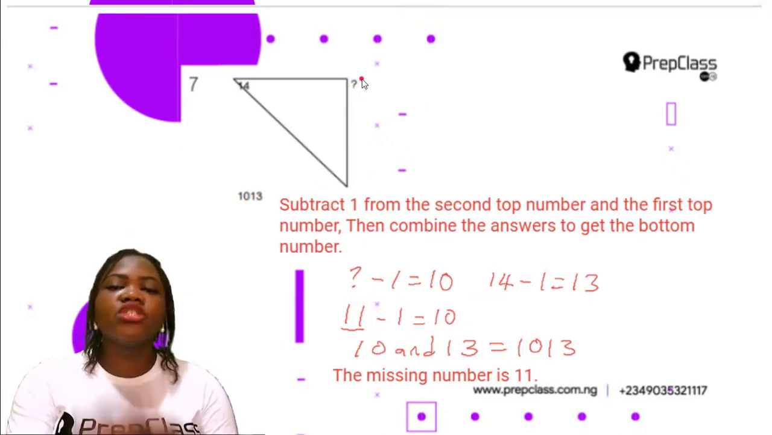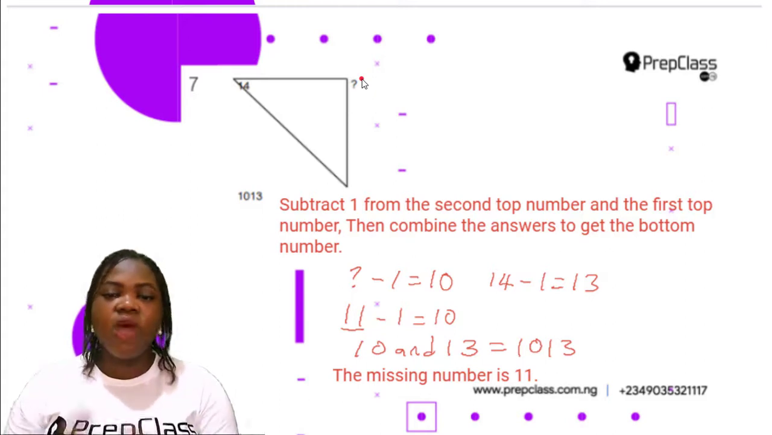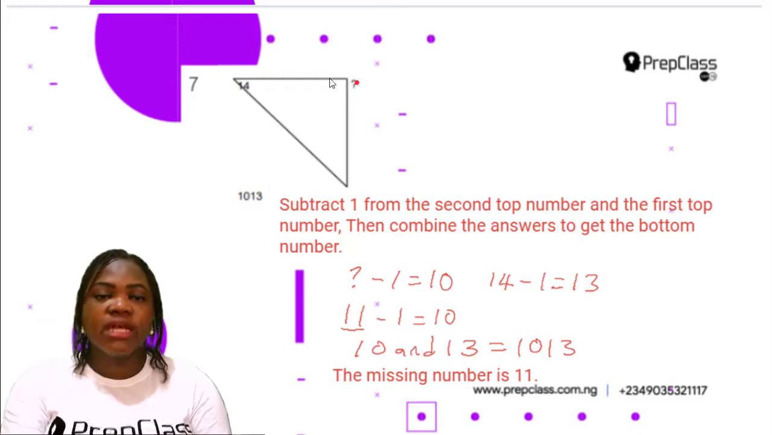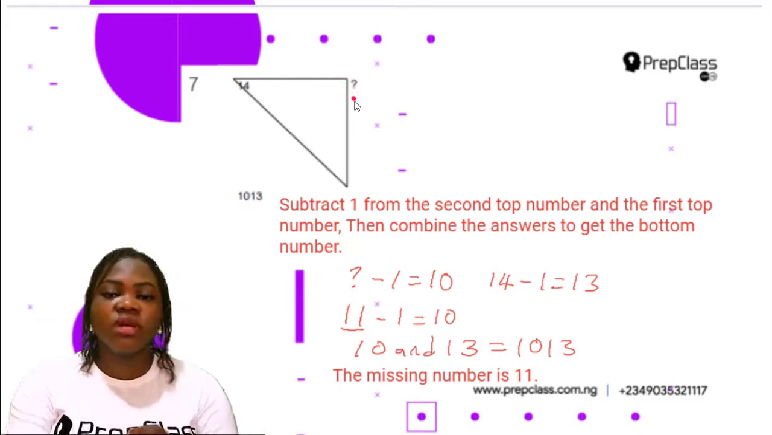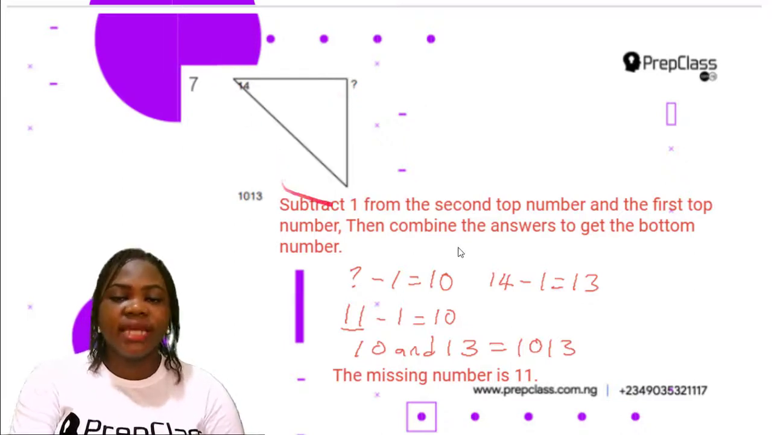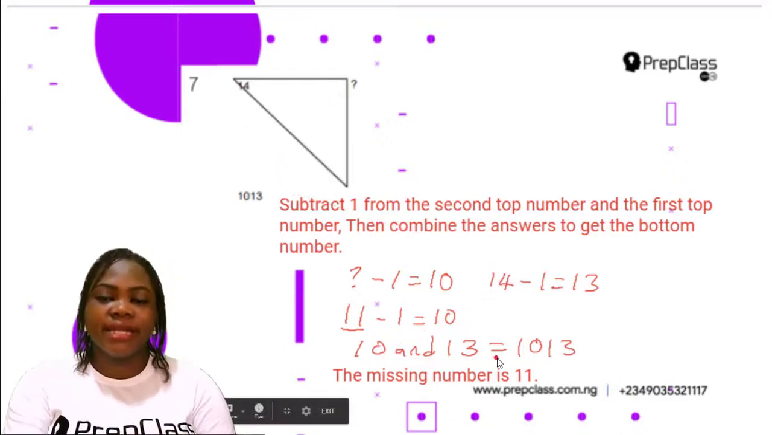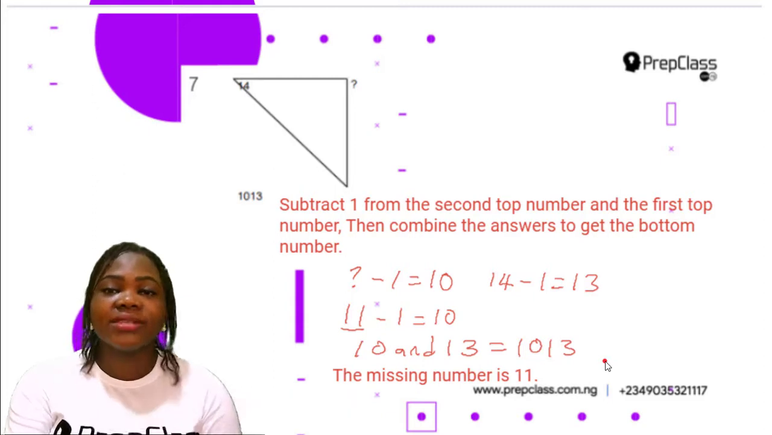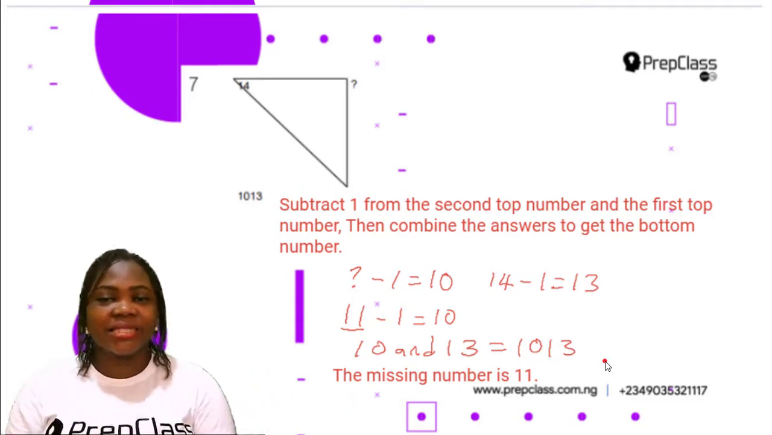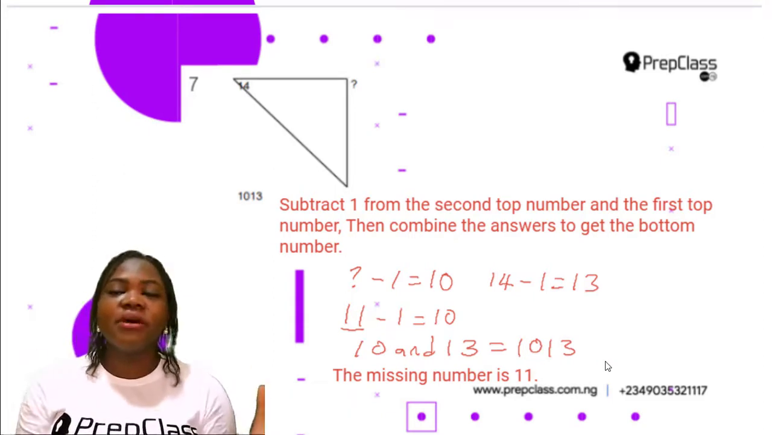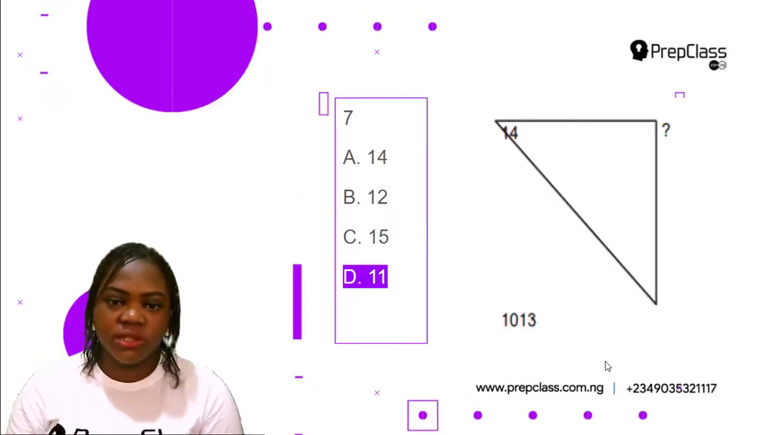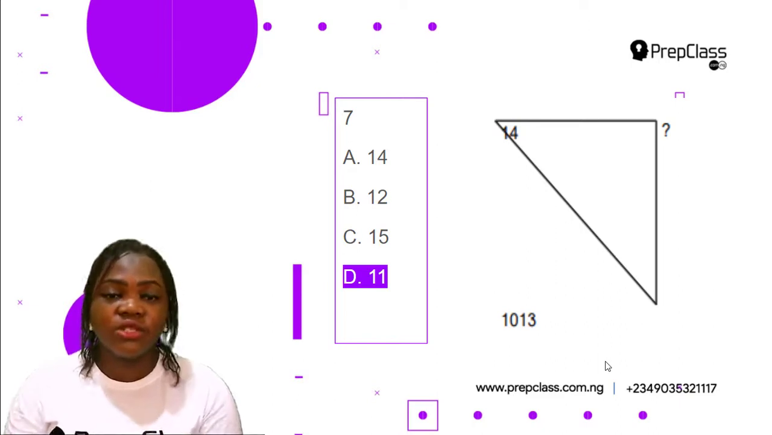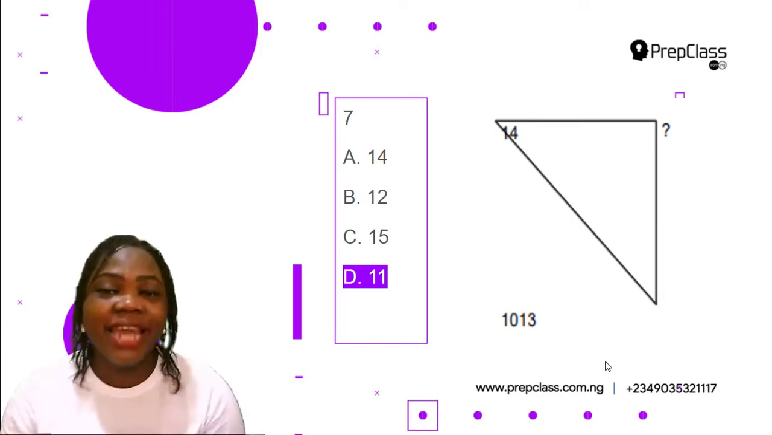Okay, so for us to be sure that our answer is correct, all we have to do is to subtract 1 from 11, subtract 1 from 14, and combine the answers. So 11 minus 1 is 10, 14 minus 1 is 13. So when you combine 10 and 13, you will get 1013. So this means that our answer is correct. So the missing number here is 11. Okay, so which of the following options is correct? Option D is the correct option. So the correct answer here is 11.